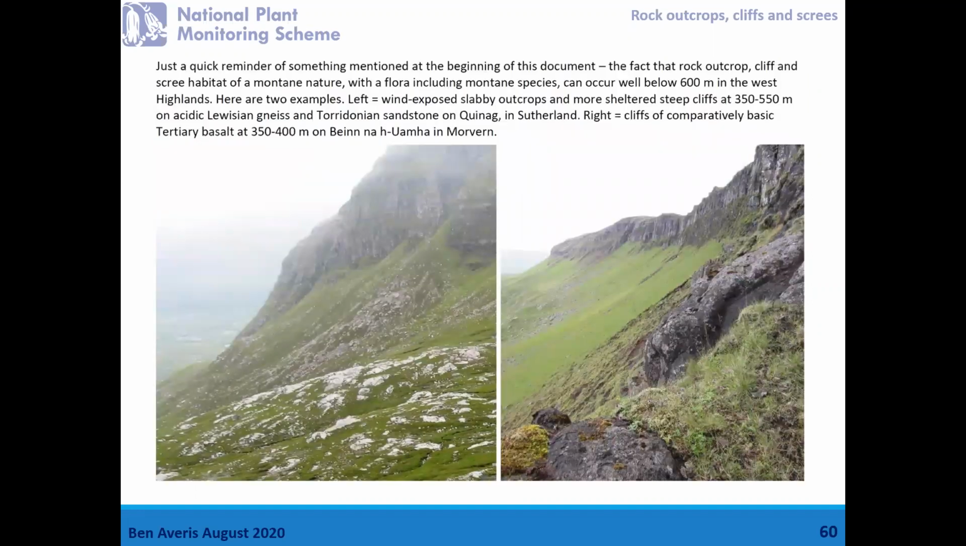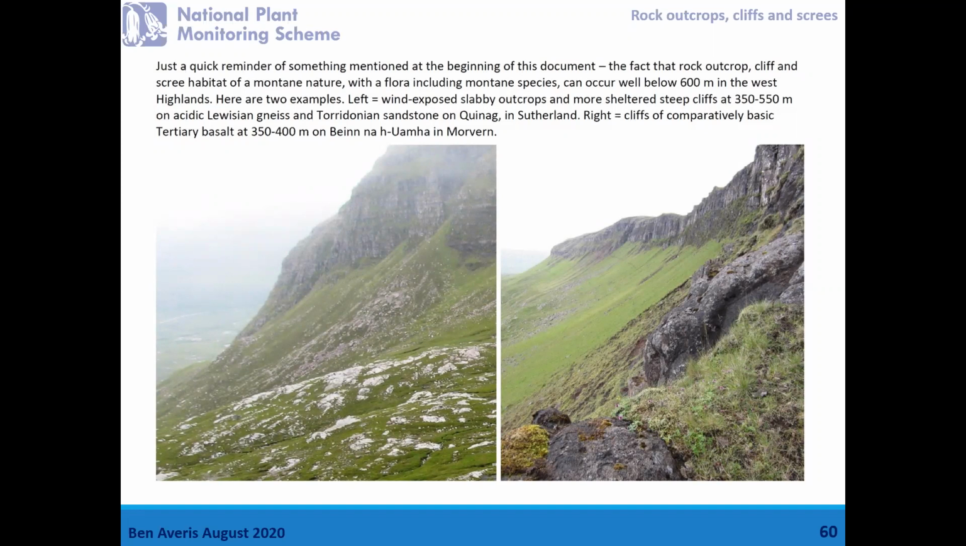page has some examples of that habitat that would be counted as the montane NPMS fine-scale habitat, because we get this very much more of a montane flora, some of the montane species occurring in it, which reflects the harsh climate that you get, even lower down below 600 meters, when we get right up into the northwesternmost parts of Britain. So the one on the left on the mountain of Quinag in Sutherland, and the one on the right in Morven in the West Highlands, quite different.